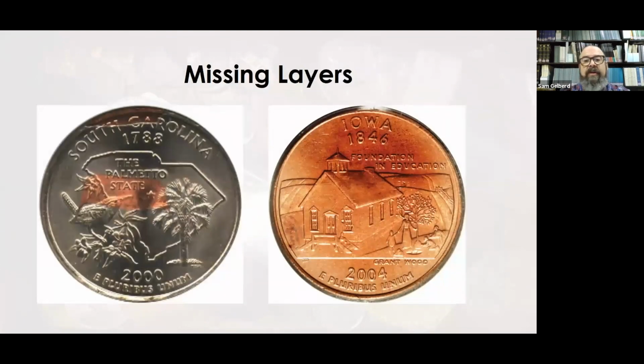More common with our statehood quarters, sometimes they're missing layers. With our quarters, of course, it's a clad sandwich. You've got a pure copper core and then layers of copper nickel sandwiching those, and sometimes they can peel away if they're not completely put together under a lot of intense pressure. They're usually forced together under intense pressure through a series of rollers.